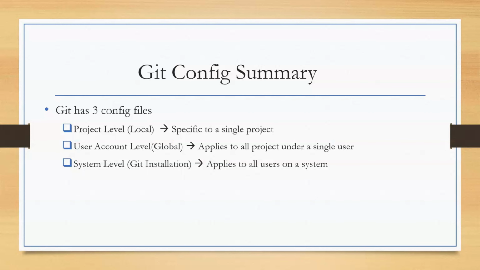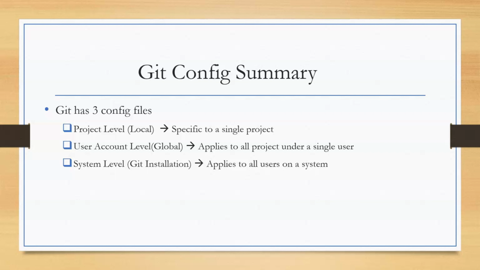To summarize, the Git config settings can be understood as follows. Project level can be specific to a single project. User account or global level applies to all projects under a single user, and the highest level is the system level, which applies to all users on a system.